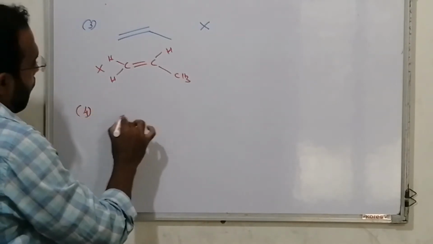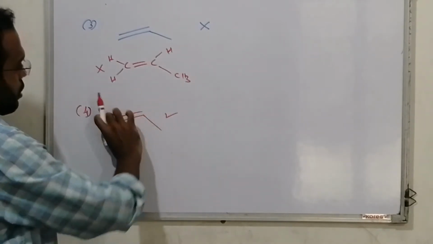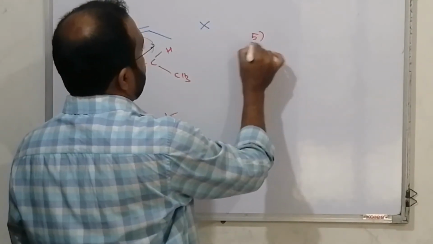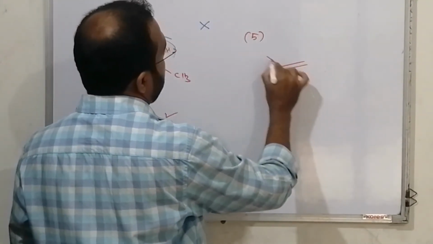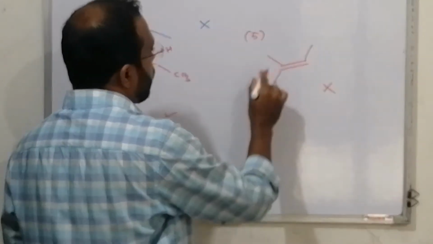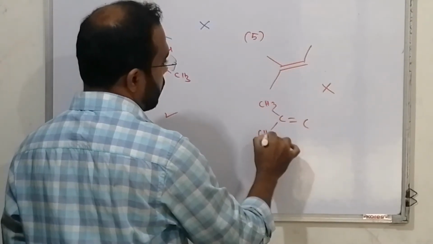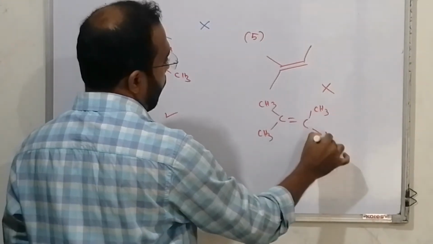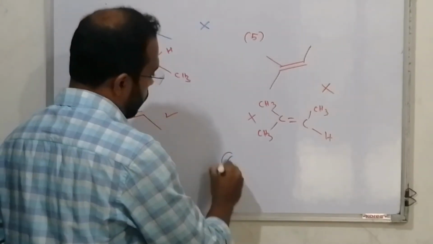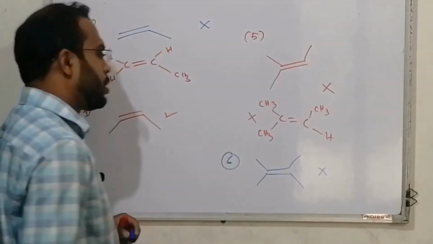Another example: this molecule shows, because here hydrogen, here CH3, hydrogen, CH3. This group is different, this group is different. Another example: this cannot show geometrical isomerism. Why? Because these groups are same. If you write the perfectly condensed formula, you will get like this. This side is not okay. Similarly, 6 does not show geometrical isomerism.